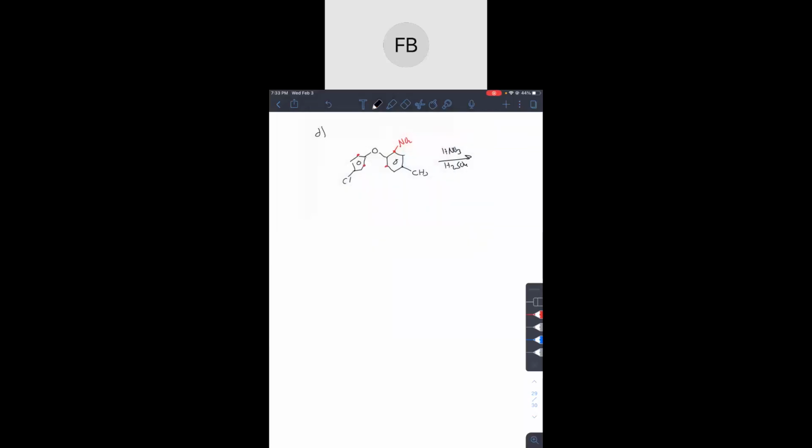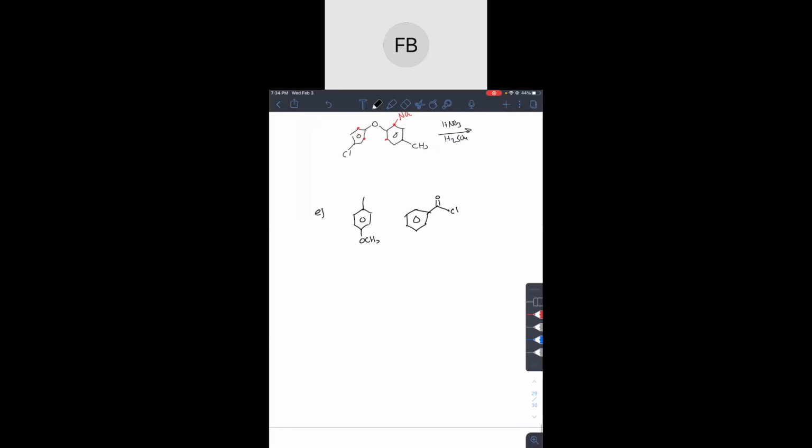Okay. So E, we have a benzene ring with OCH3 and a methyl para to that. And then we're going to be doing acylation, or, what do you call it? Alkylation, sorry.